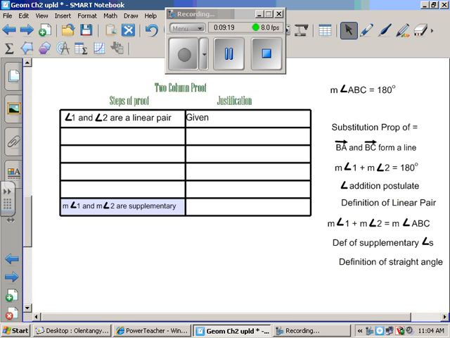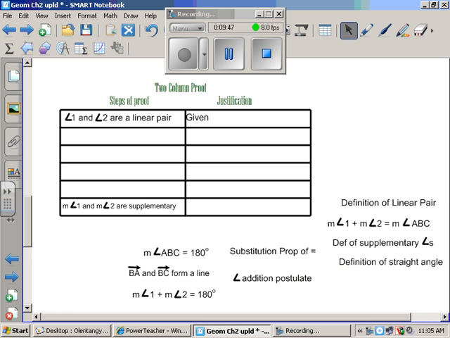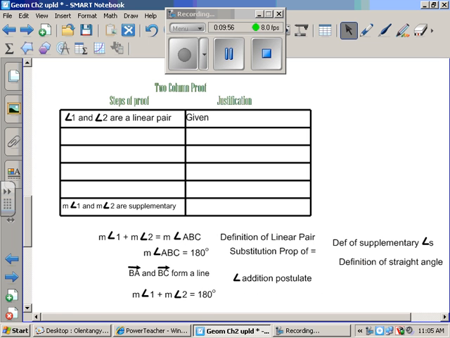So, reason or statement? Statement. Reason or statement? Substitution, reason. BA and BC form a, statement. Angle 1 plus angle 2? Statement. Angle addition postulate. Definition of a linear pair. Statement. Definition of supplementary angles? Definition of straight angle?